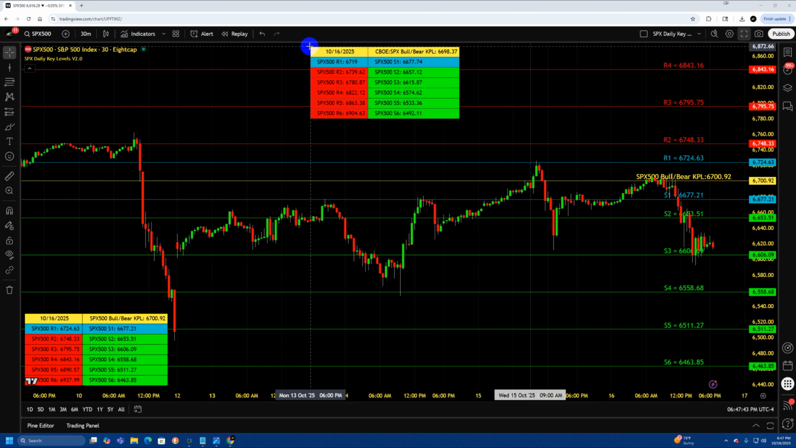If you want to see them 30 minutes early to get a jump on the session and perhaps do some trade planning, then you can utilize this indicator on the second chart on this symbol, and then you can get the levels via this additional table.